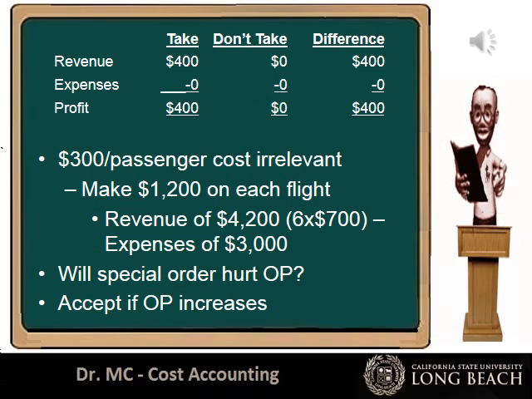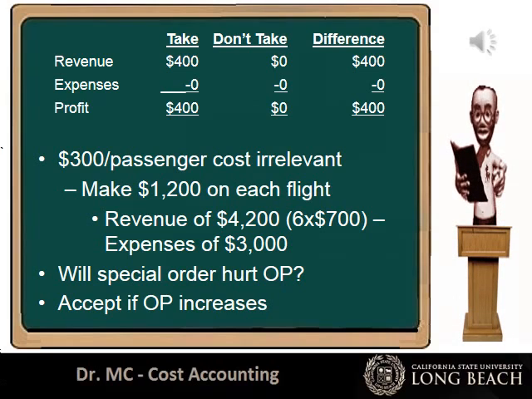The $3,000 cost of the trip to the island and the $300 per passenger cost is irrelevant. You are paying this cost whether or not you accept the special order. The issue of whether you will make the trip is not in question. When you carry 6 passengers at $700 per person to the island, you make $4,200, which more than covers the $3,000 cost of the trip.